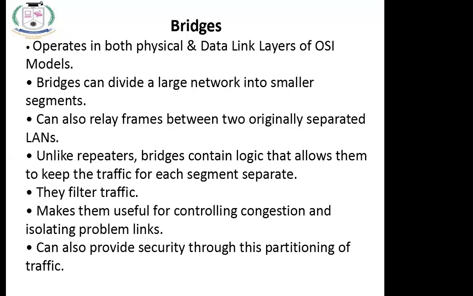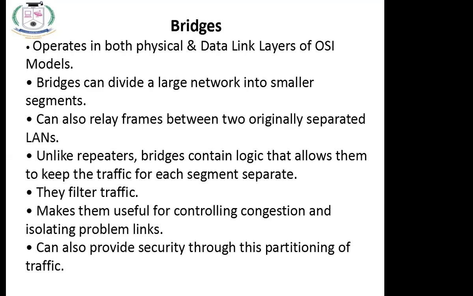These bridges operate in both the physical and the data link layer of the OSI model. And these bridges are capable of dividing a larger network into smaller segments, so that they can identify the destination address and send the frame to the destination address, not to all the connected devices in the network.